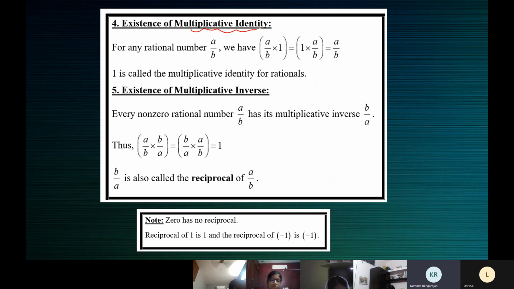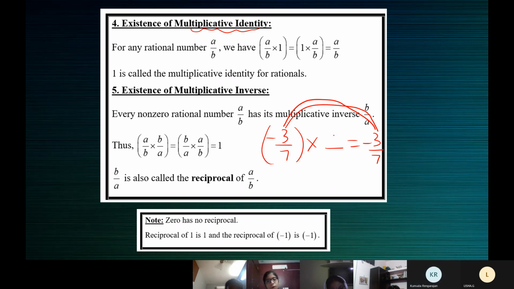So multiplicative identity. Now -3/7 multiplied by what will give the same answer? Because multiplicative identity means identical answer, the same answer I want. What should I multiply then? -3/7 into? 1, ma'am. Into 1. Okay, 1 by 1, which is nothing but 1.